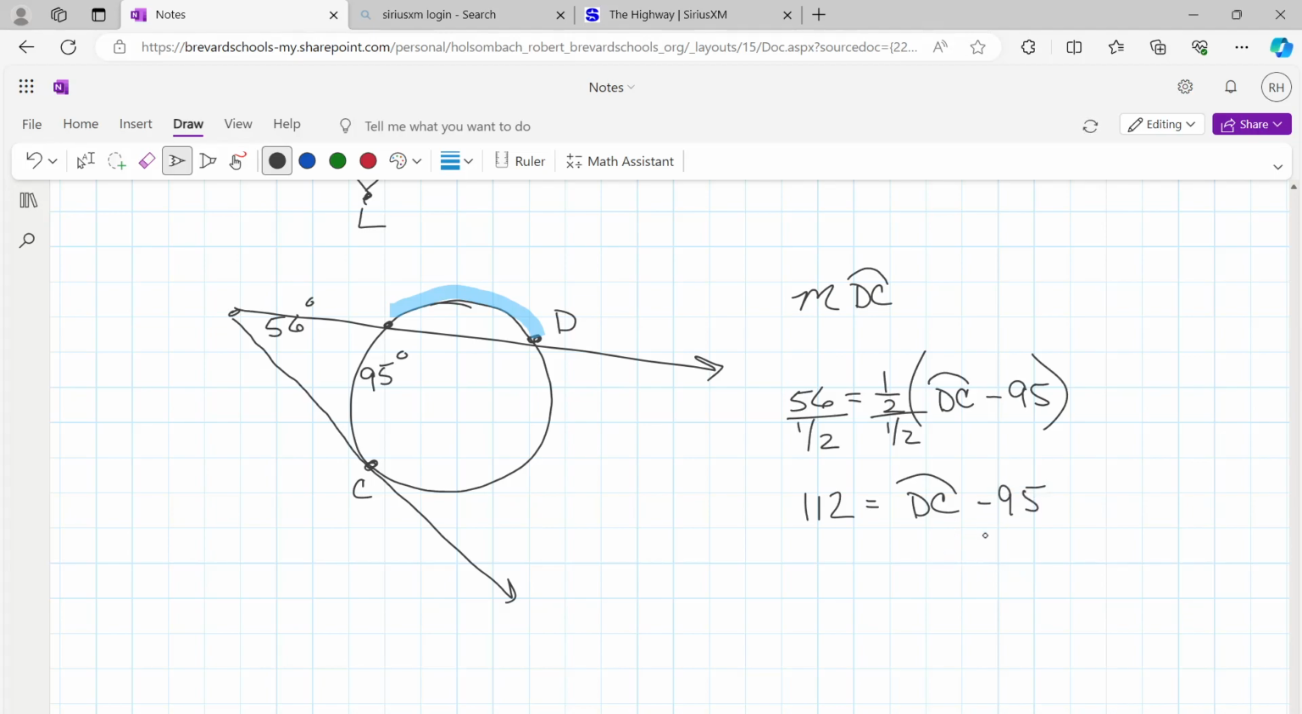and then add 95 to each side. So our 112 plus 95, our 207 is equal to DC. So the measure of arc DC is 207.